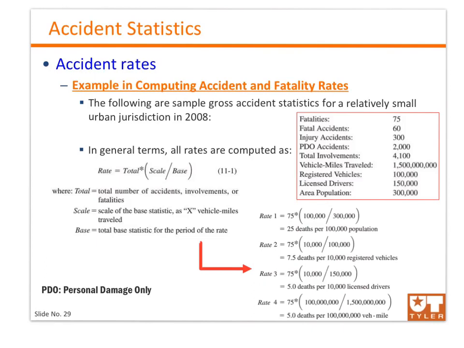When it comes now to exposure rates, and that's represented in the last rate here, rate number 4, I can get the rate of accidents and fatalities per vehicle miles. So same thing, 75 times 100 million vehicle miles over the base. So I'm experiencing here this number, 1.5 billion miles. So from here you could tell that I have 5 deaths per 100 million vehicle miles traveled.